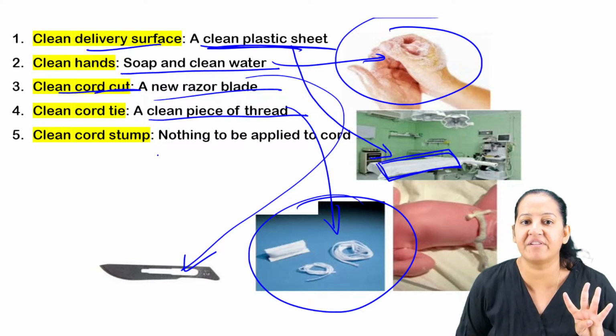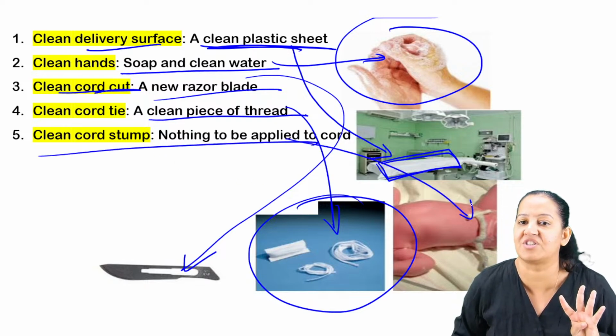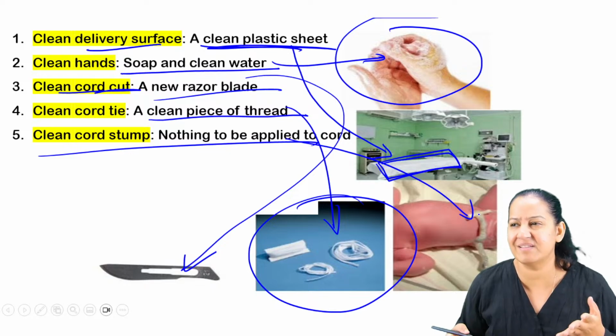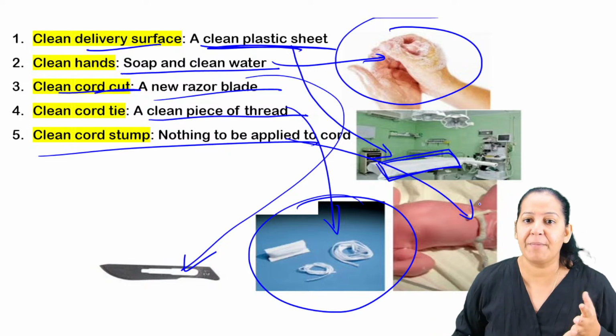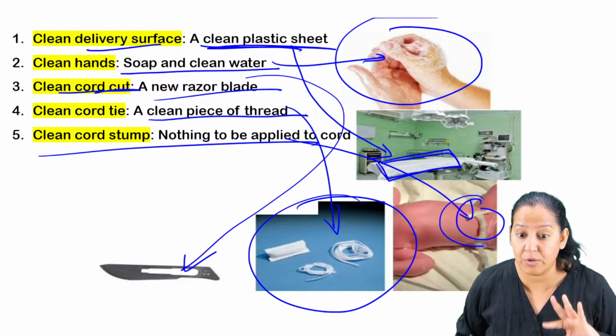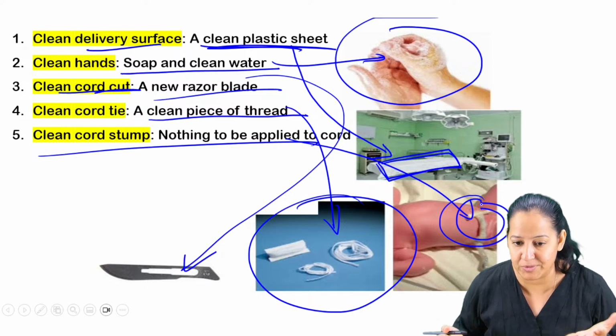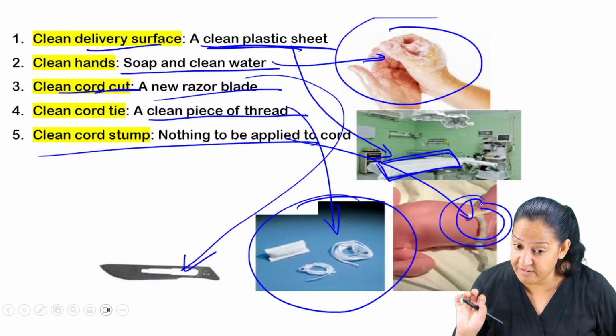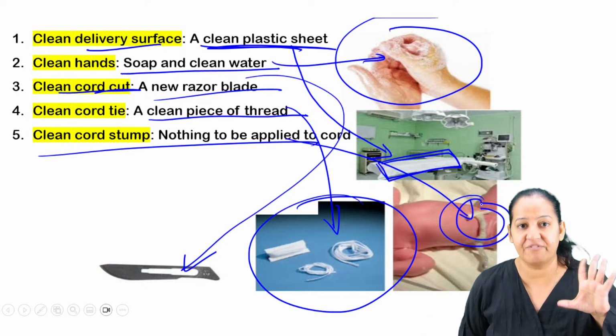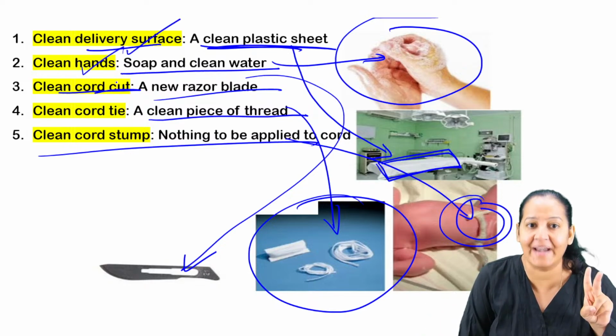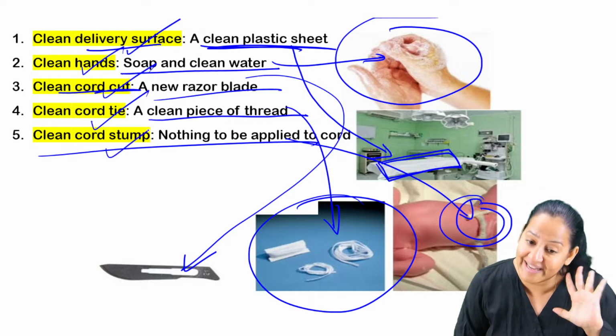And number five, nothing has to be applied on the stump. In various religions and cultures, some people apply honey on it, some apply cow dung. Because of rituals and taboos, but nothing has to be applied, not even water. So these are the five things: clean surface, clean hand, clean cut, clean tie, and clean stump.